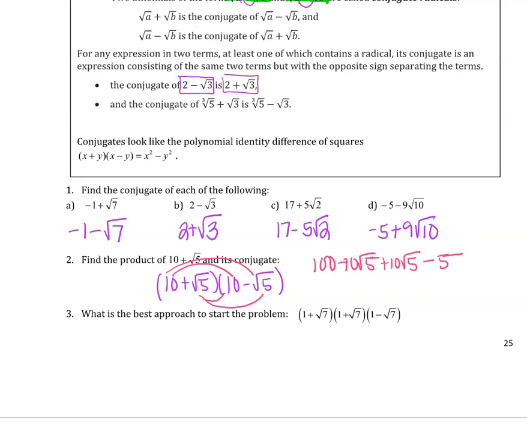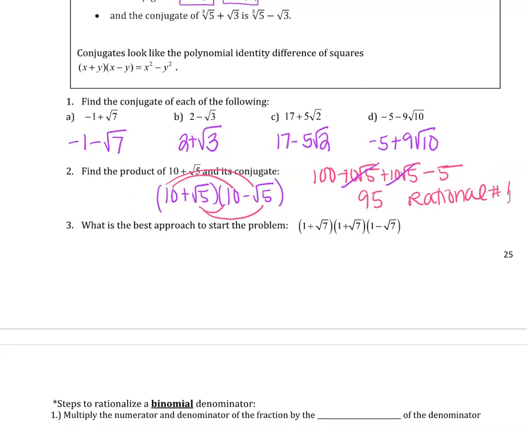Now what I want you guys to notice is that these terms are going to drop out, those inner and outer terms, which means the radicals disappear. Now you're left with 100 minus 5, which is 95, which is a rational number. So conjugates are awesome because, again, when you multiply them together, they create rational numbers.